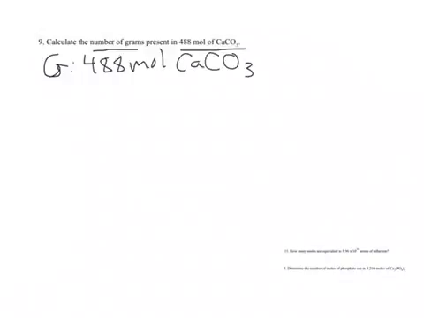Okay, so here's the first example we're going to do. Calculate the number of grams present in 488 moles of calcium carbonate. I like to start with my given. That's the number given to you in the problem, 488 moles of calcium carbonate. Then I figure out my unknown, what I'm solving for, grams of calcium carbonate. Again, your clue here is grams.